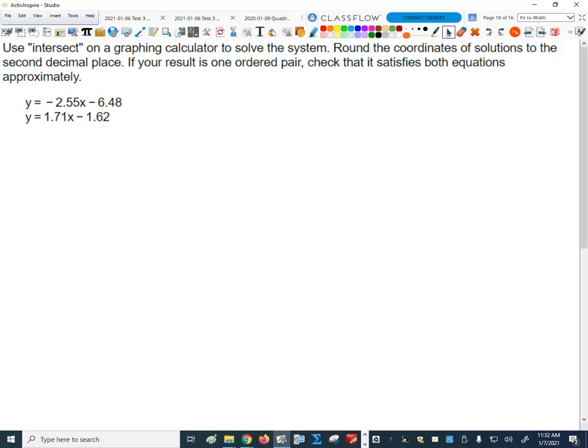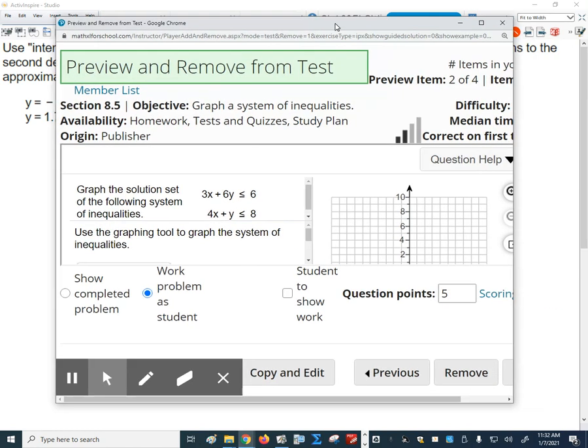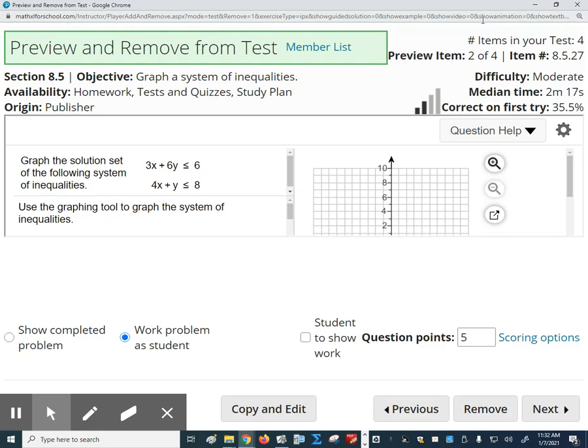I think I want to do the next one. Yeah, I do. I want to do the next one too. And this might be all we'll see. Might be the last one we get through.